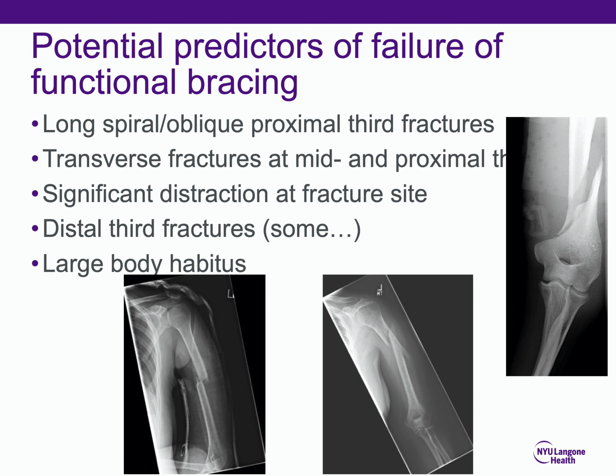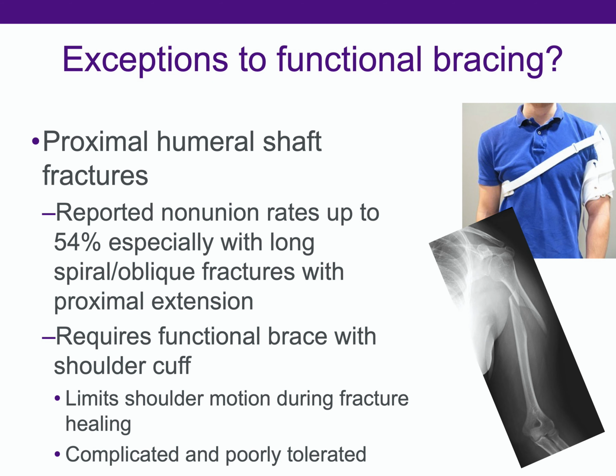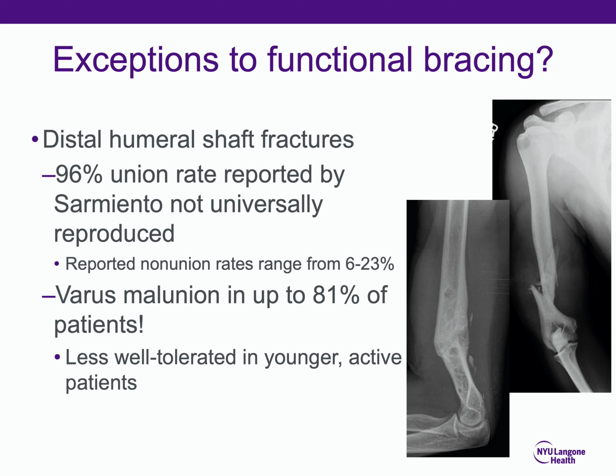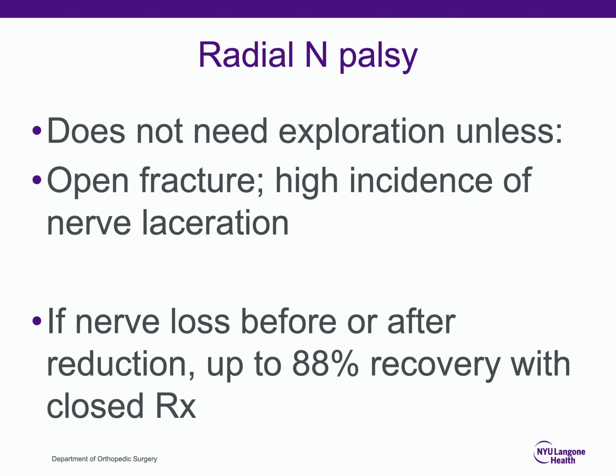The potential predictors of failure for functional bracing, like we talked about earlier on, are the specific fracture patterns which are difficult to brace. Keep those in mind. Proximal humerus fracture: you can see the obliquity and the pull of the deltoid can cause the deformity, which may be difficult to control even with shoulder extension. Patients also don't like this kind of bracing. Distal humerus, again, we'll talk about that in the distal humerus section, but these have a very high risk of malunion, and younger and active patients may not be tolerant of this malunion.